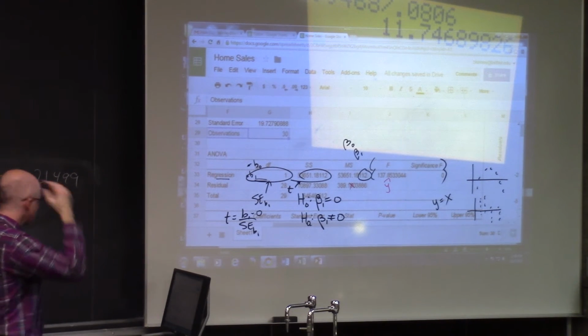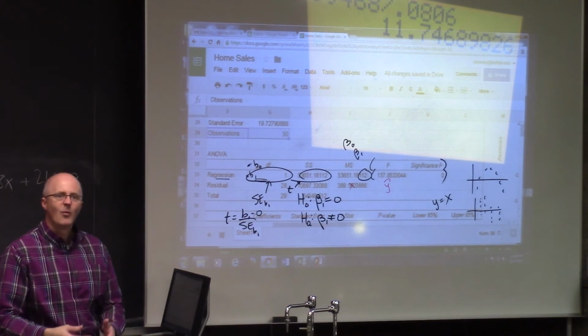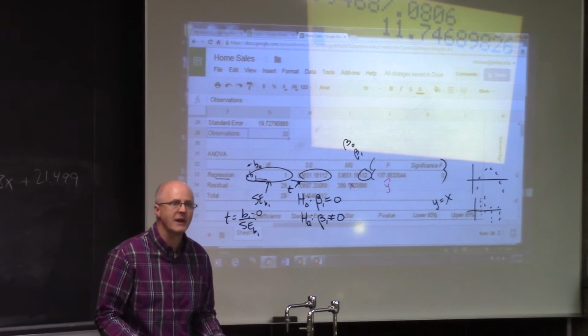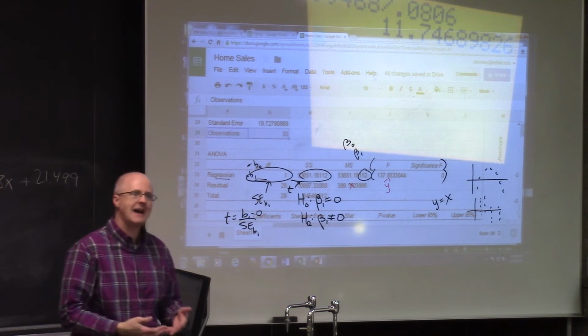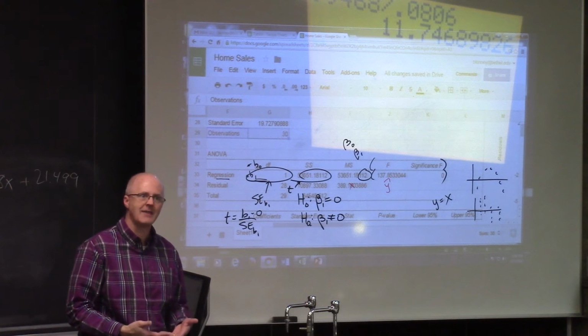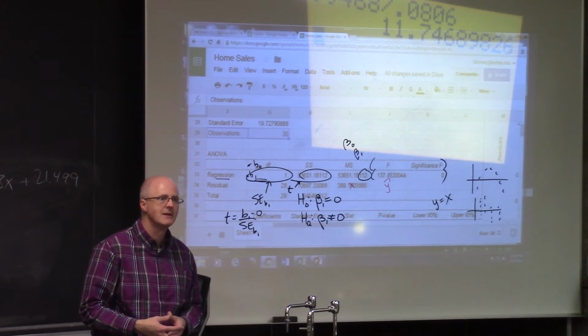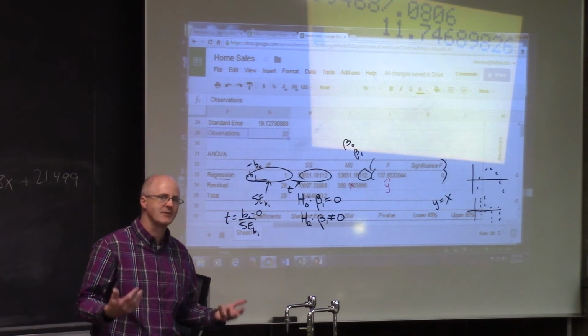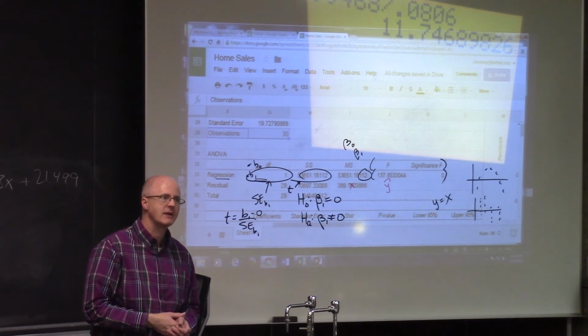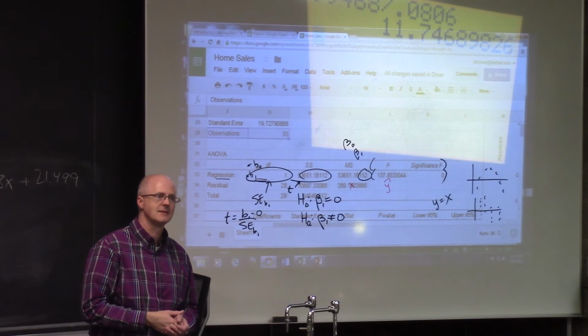So we would definitely reject that null hypothesis. What that says is the regression's worth doing. There is a linear relationship between x and y that has a non-zero slope. This regression is worthwhile to do. It's kind of the point of that test that we just did.